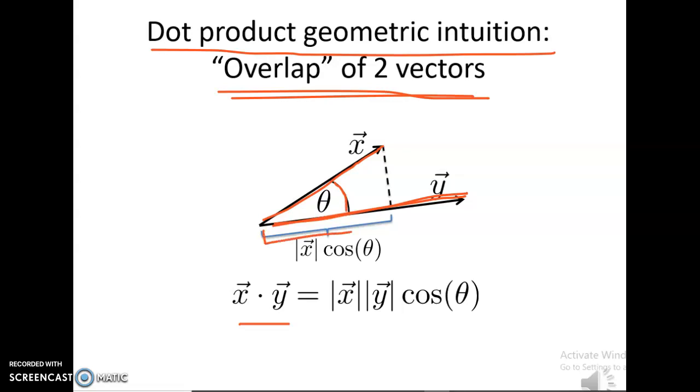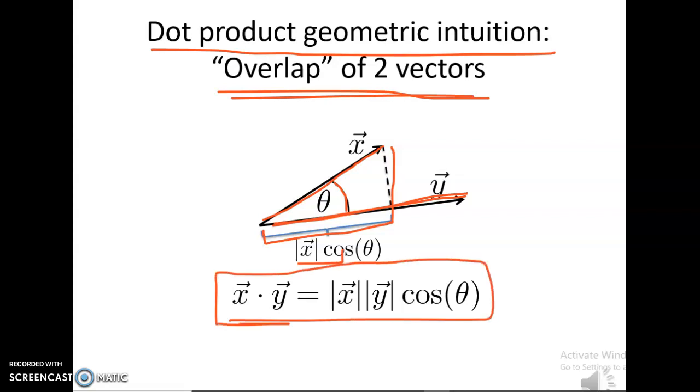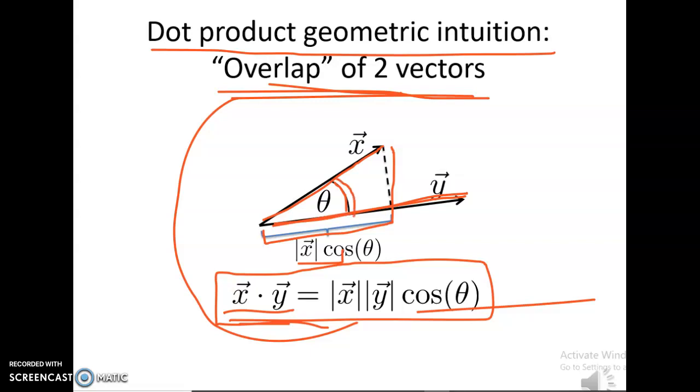So here, x mod times cos theta. That's why both are mod, then cos theta. This is the overlap of two vectors. How much is the overlap? It depends on theta, so cos theta. This is the overlap.